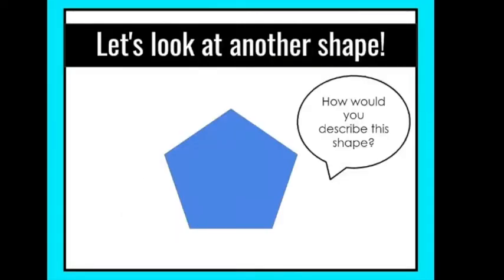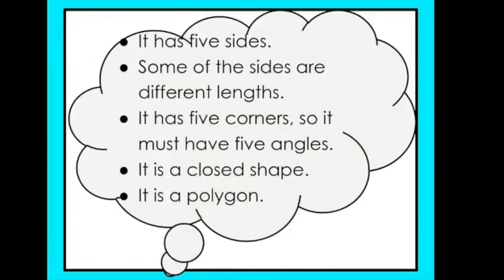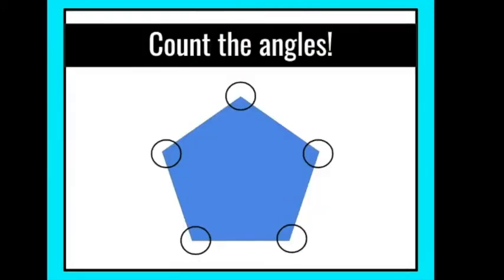Let's look at another shape. How would you describe this shape? It has 5 sides. Some of the sides are different lengths. It has 5 corners, so it must have 5 angles. It's a closed shape, and it's a polygon. Let's go ahead and count the angles. 1, 2, 3, 4, 5.